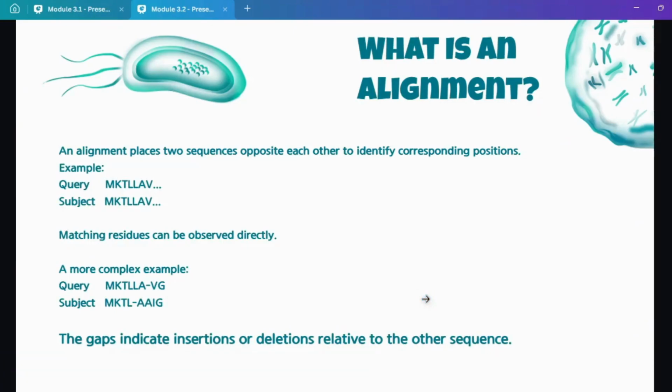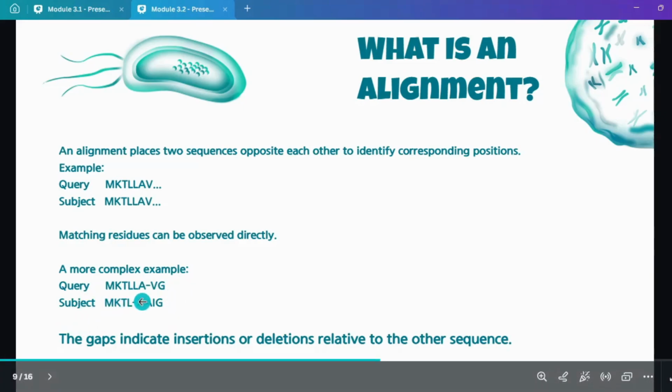Now, what is an alignment? What is the meaning of alignment? Alignment places two sequences opposite to each other to identify corresponding positions, which we have seen in module 3.1 also. I am repeating the example: query is MKTLLAV and subject is MKTLLAV. So matching residues can be observed directly. If we add some complexity, you can see query MKTLLA-VG and subject MKTL-AAIG. This gap indicates an insertion or deletion relative to the other sequence.